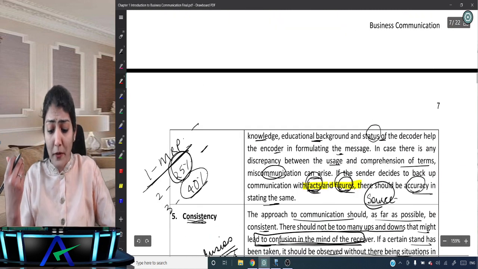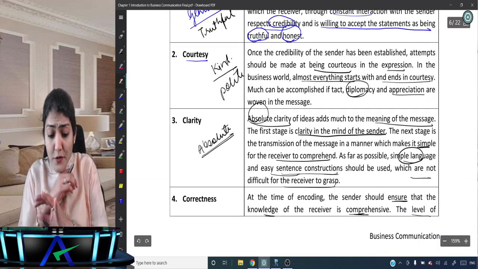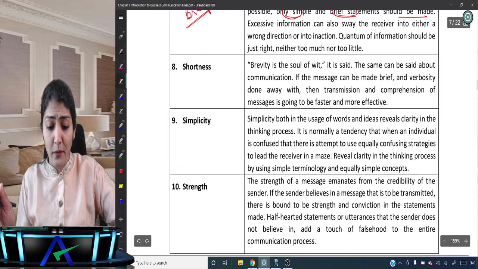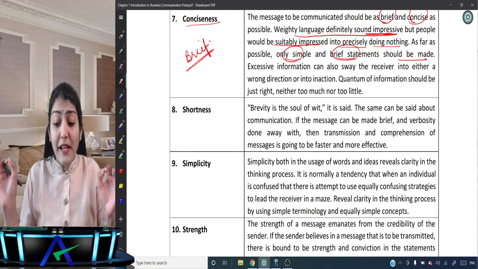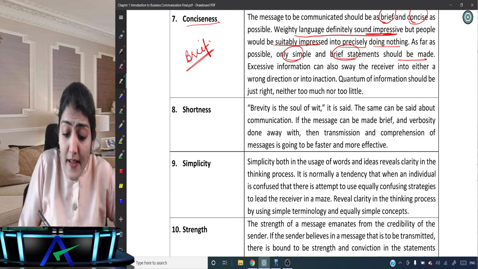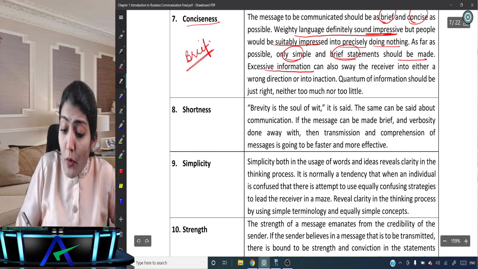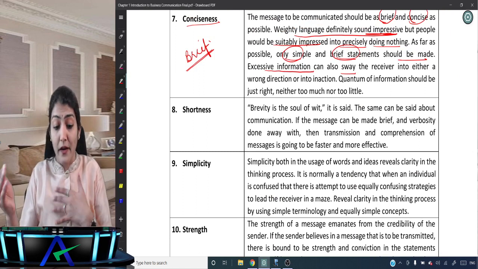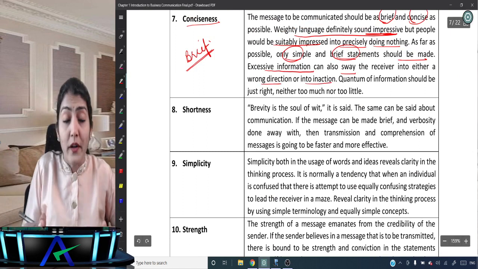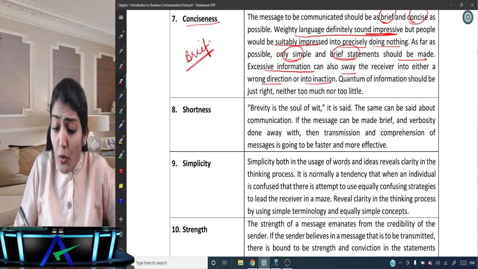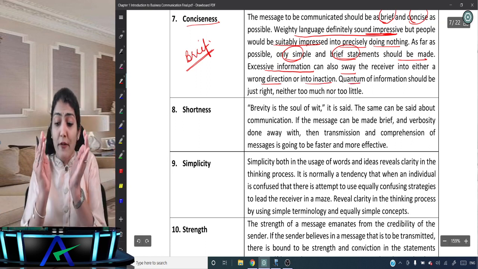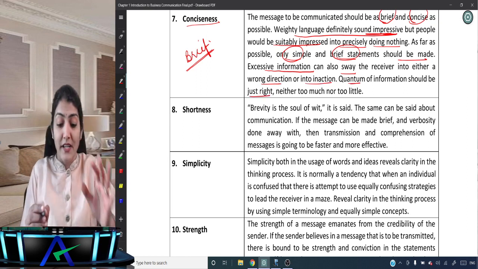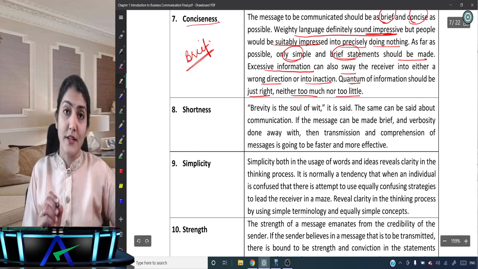As far as possible, only simple and brief statements should be made. We had also talked about simplicity, right? So it has to be simple language, with clarity. Here also, what does it say? Only simple and brief statements should be made. Excessive information can also sway the receiver. It might distract or divert the receiver in a wrong direction or into inaction. So the quantity of information should be just right, neither too much nor too little.